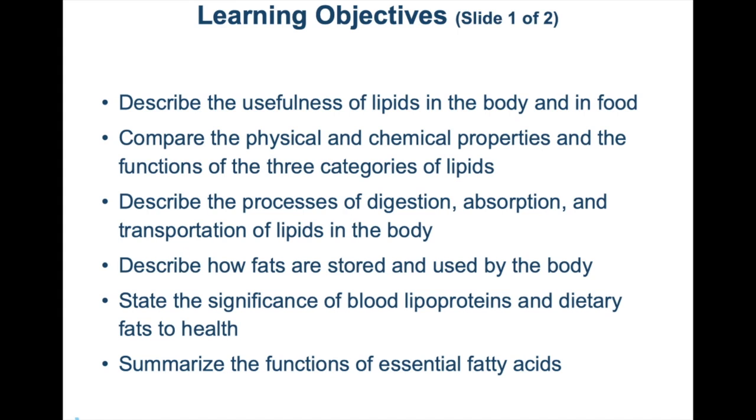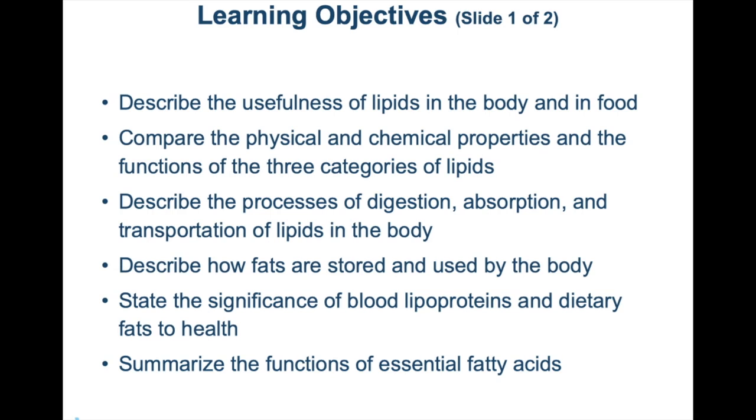We're going to begin Module 4 with Chapter 5, the lipids. Within this chapter, we're going to talk about the role of lipids in the body and in food, the physical and chemical properties and functions of the three classes of lipids, namely triglycerides, phospholipids, and sterols. We're going to be recapping the process of digestion and absorption of lipids and expand on our knowledge of transport of fats in the body.